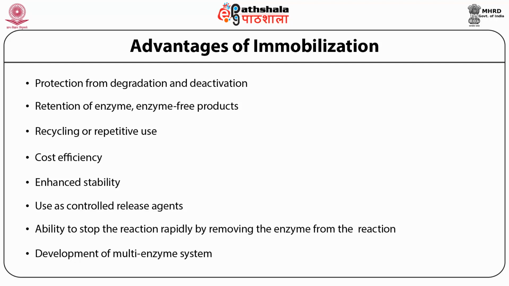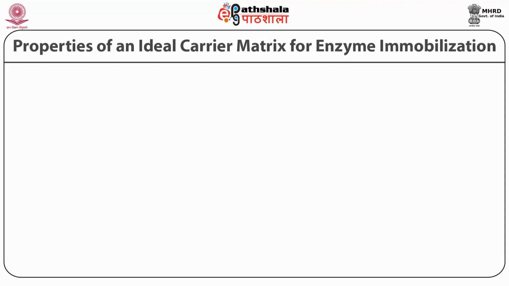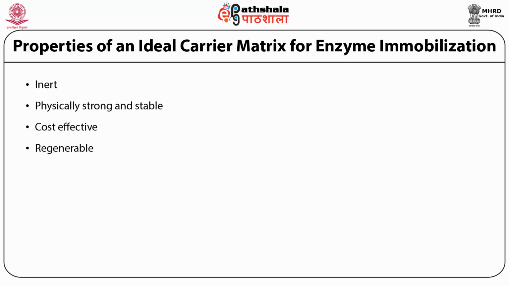So the immobilization process has a number of advantages, and because of these advantages it is important to study enzyme immobilization methods and their significances. So what are the properties of an ideal carrier matrix for enzyme immobilization? The first property is that it must be inert. The matrix should be physically strong and stable, cost effective, and regenerable, so you can regenerate it and reuse it.